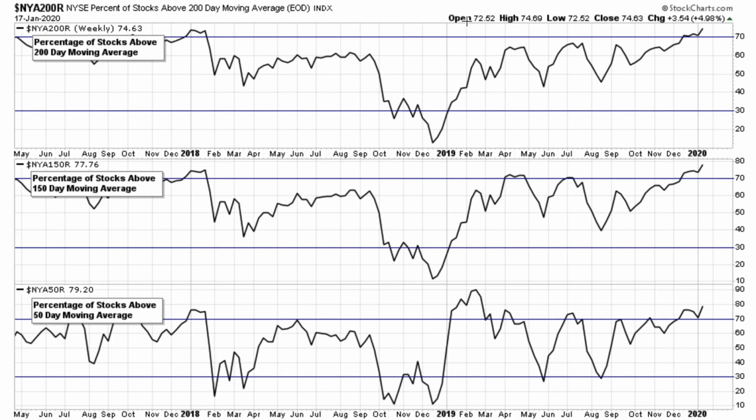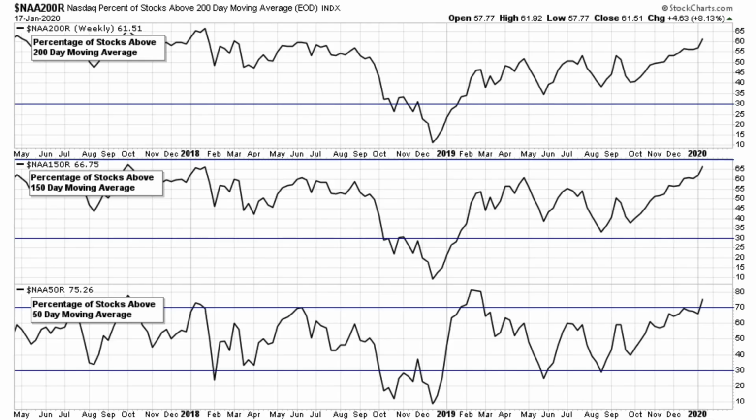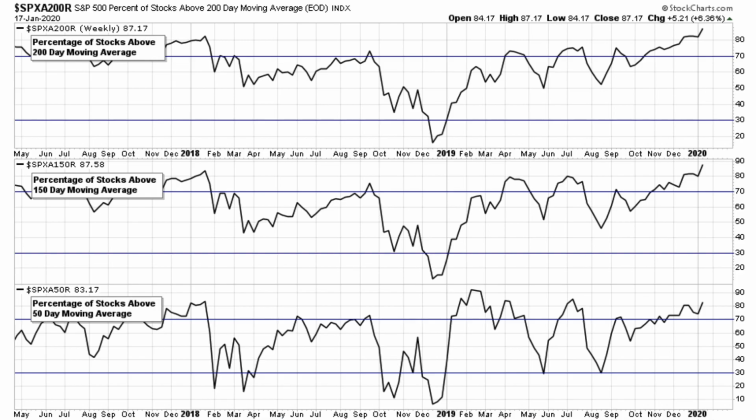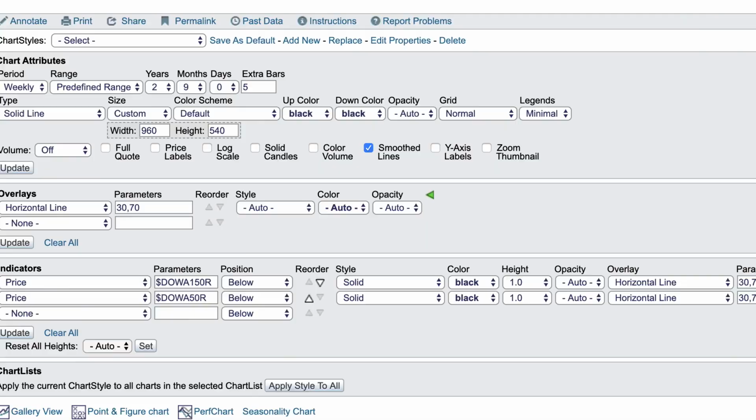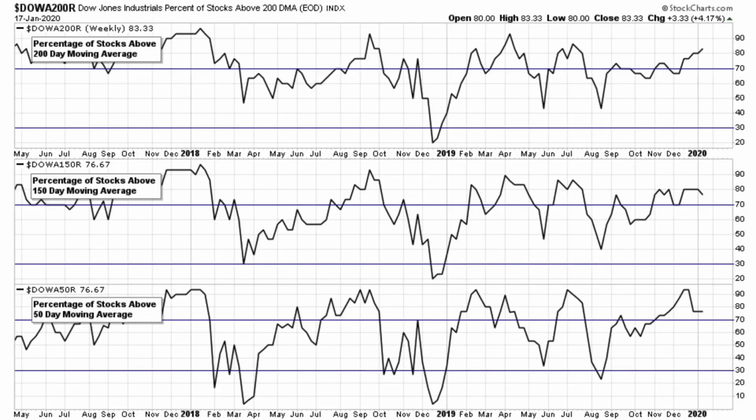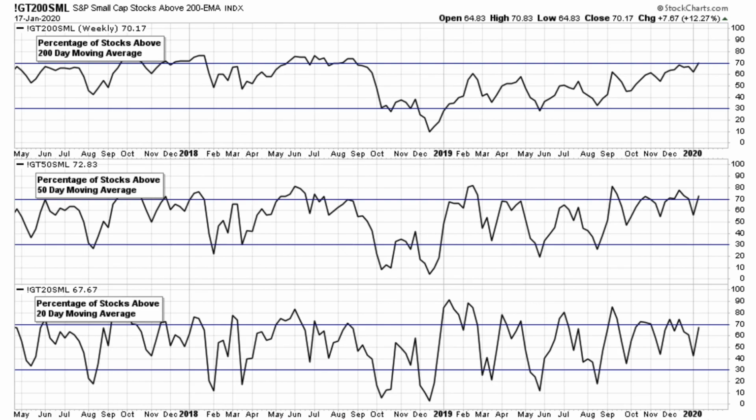So this is the NYSE, percentage of stocks above their moving averages. This is the Nasdaq. This is the S&P 500. This is the Nasdaq 100. This is the Dow Jones Industrials. This is the S&P 600 Small Caps.